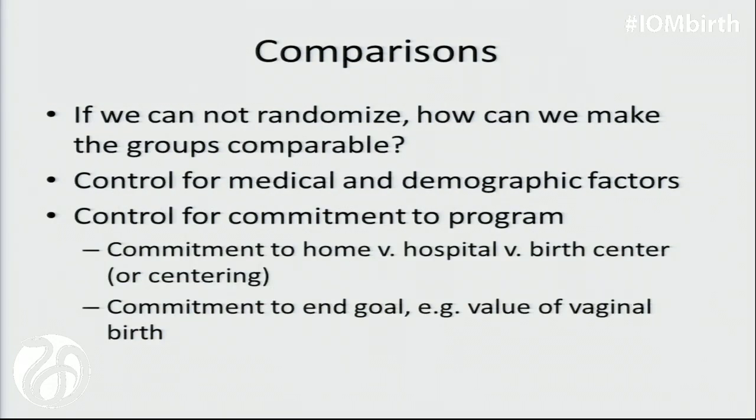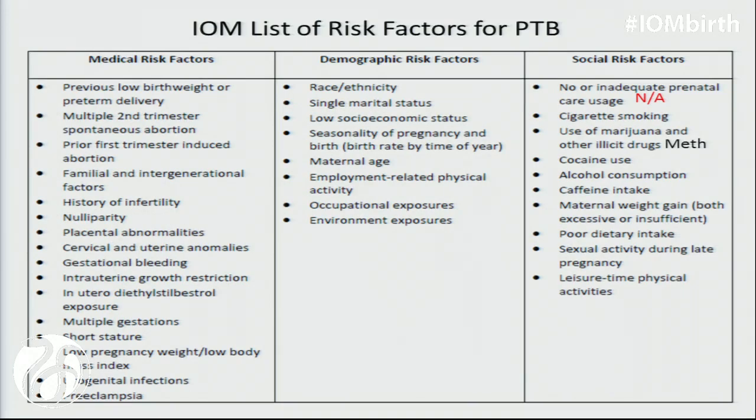So let's talk about Strong Start for a moment and how comparison is appropriate for all the issues we've talked about for all the birth settings. If we cannot randomize, how can we make groups more comparable? And obviously, there needs to be some control for medical and demographic factors, and some of the social issues that were spoken about by Caitlin a moment ago.